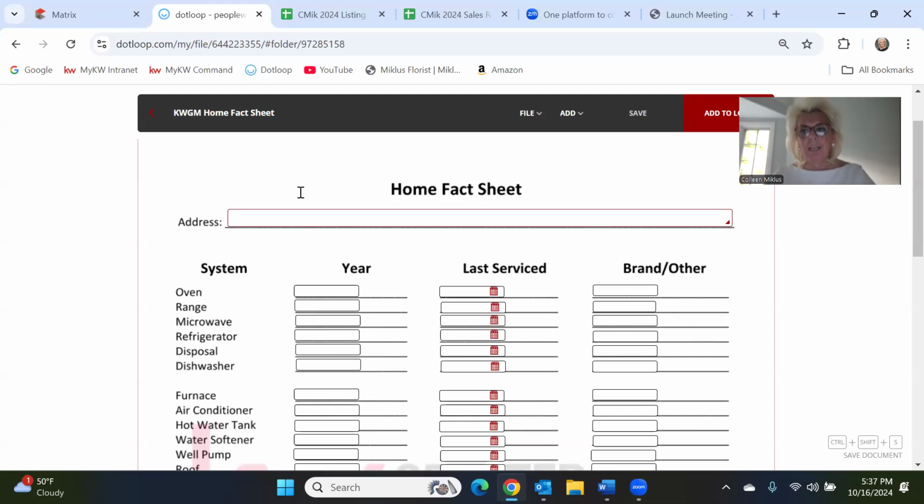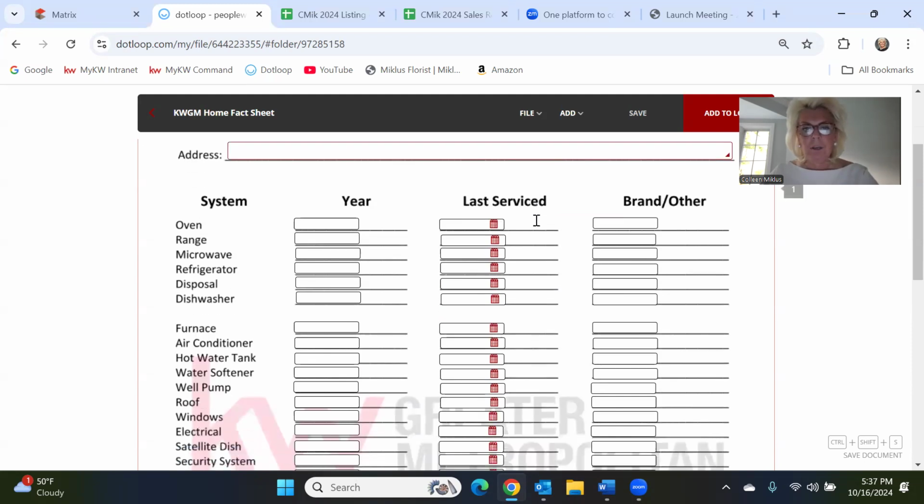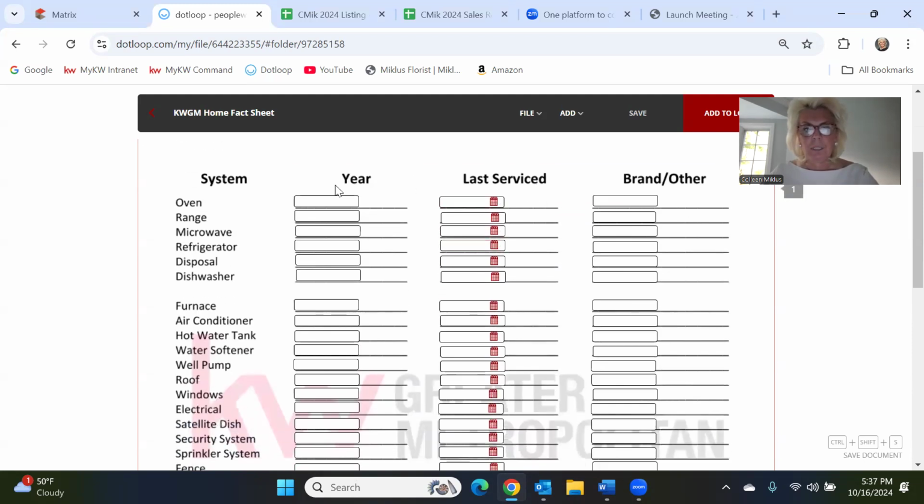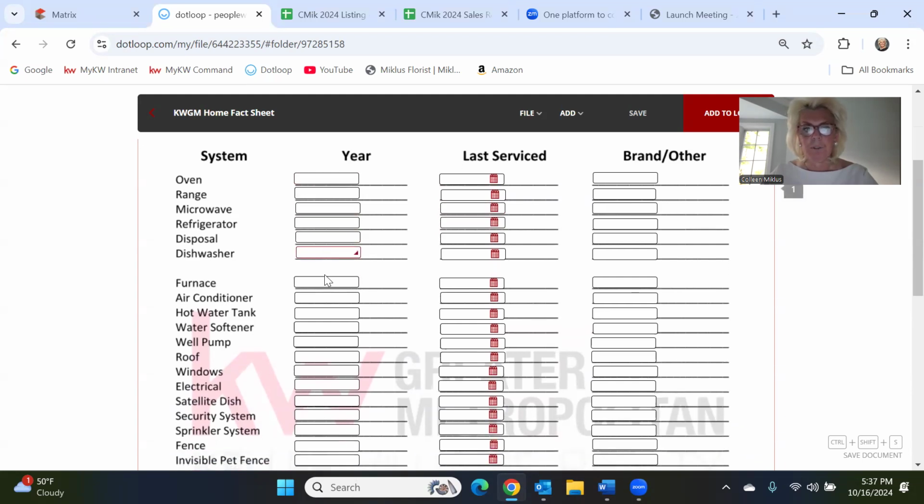Now, you're not going to use this on every listing. A lot of investors don't pay utilities and they don't know the ages of some of these items. So this form would not be used from an investor standpoint. But if you have a typical sale where a seller lives there, you want to get these from the seller. So obviously you would type in the home address here and you would insert the year, how old the oven is, how old the range, microwave, so on and so forth.